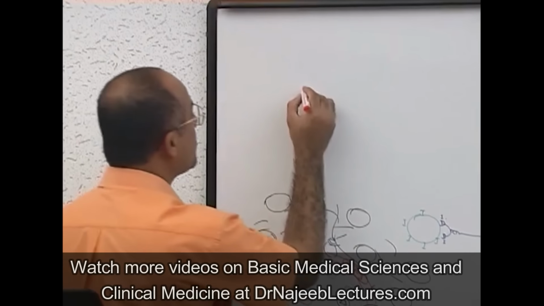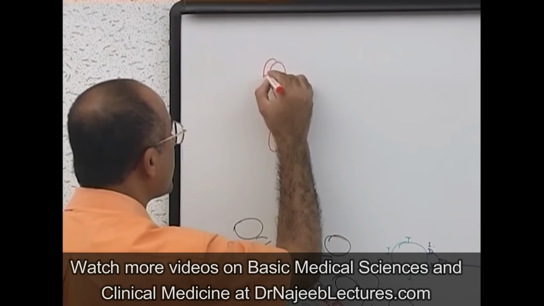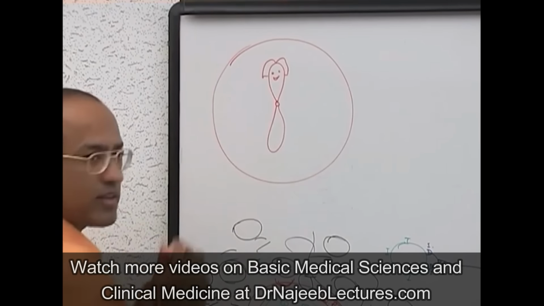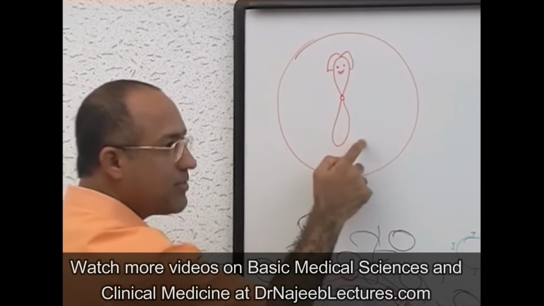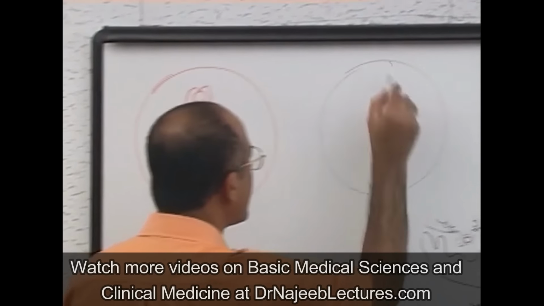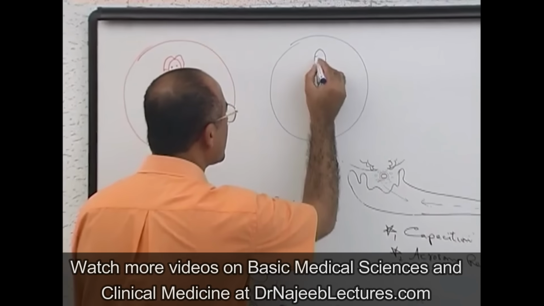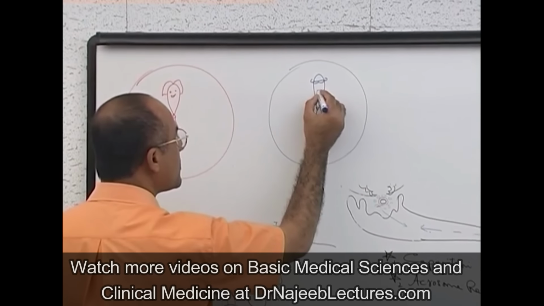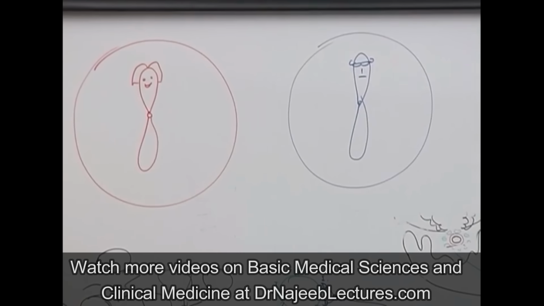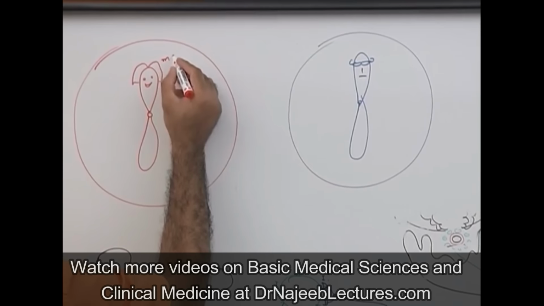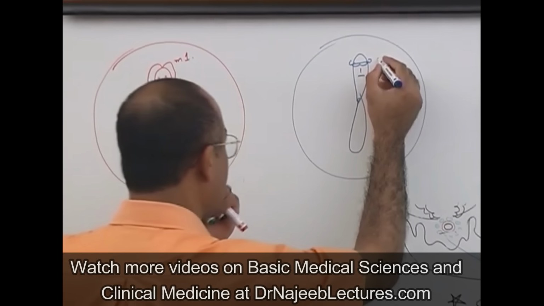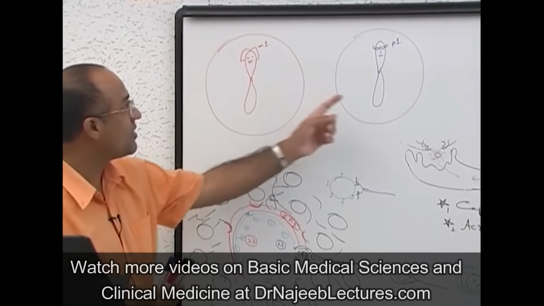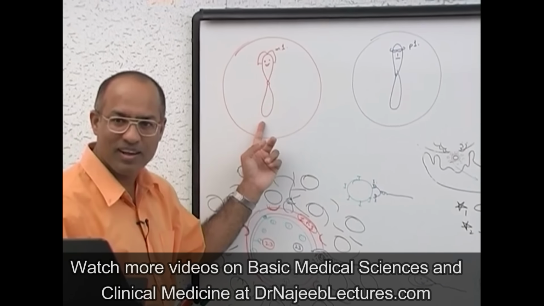Look, this is a female chromosome, and this is in the nucleus of the definitive ovum. And here is a male chromosome. Is that clear? Now, this is maternal chromosome number 1, and suppose this is paternal chromosome number 1. The baby should get both, 1 copy from paternal and 1 copy from maternal.